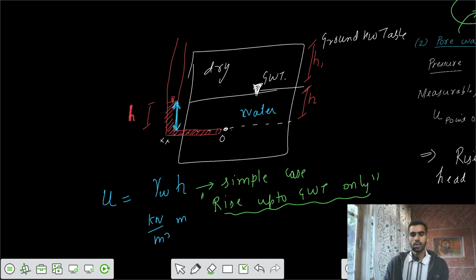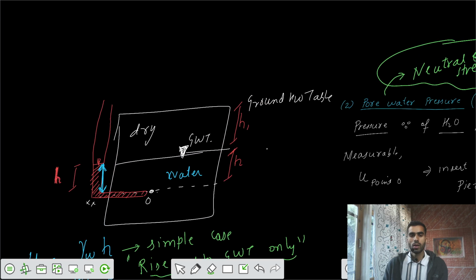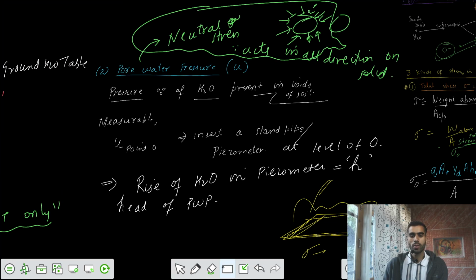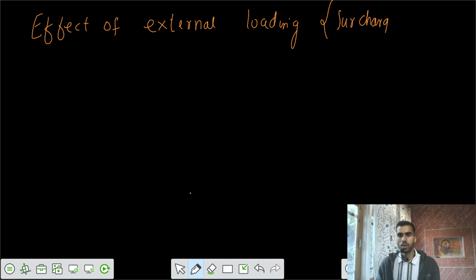Now we will talk about the effect of different loading conditions on the pore water pressure calculations. Let's go for that. I would write: effect of external loading, which we can also say is surcharge q, a stress, on calculations of pore water pressure u.